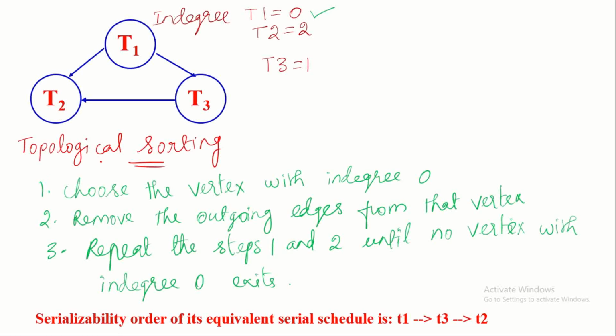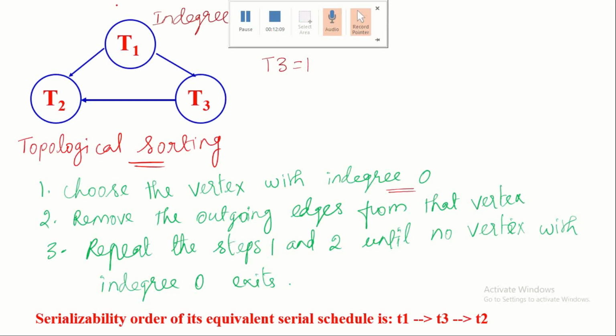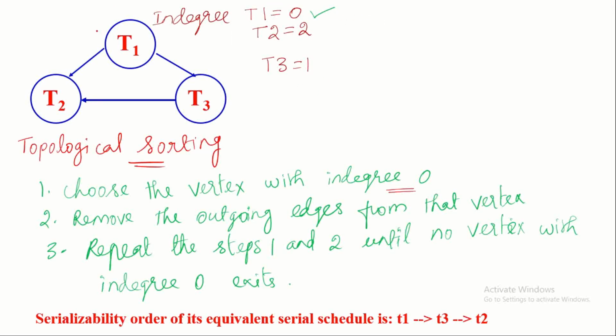In the first step of topological sorting, we have to find the in-degree of each vertex. Here there are three vertices, right? So for T1, what is the in-degree? The in-degree is 0. The meaning of this is that there are no edges pointing towards T1. Is there any edge pointing towards T1? No. That's why the number of edges pointing towards T1 is 0. That is the meaning of in-degree.